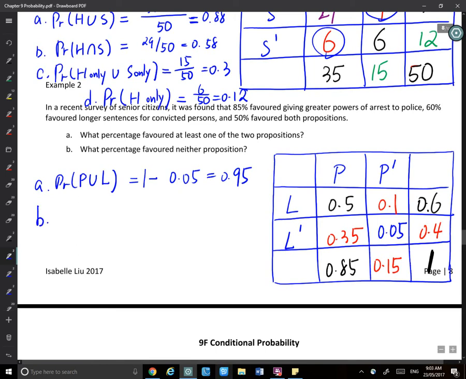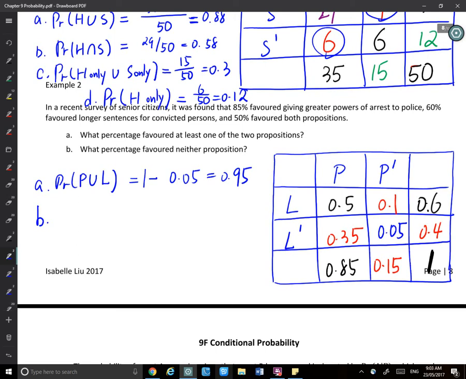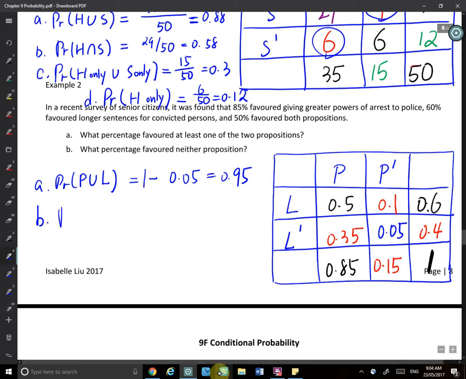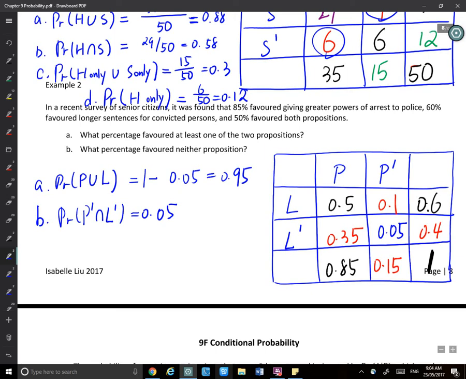What percentage favor neither? So it's the probability P dash intersects L dash, which is 0.05. Neither will be 0.05.